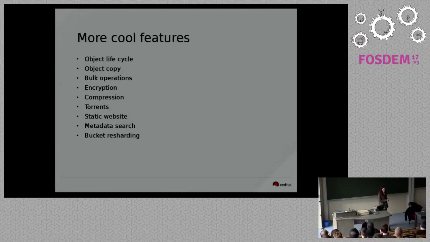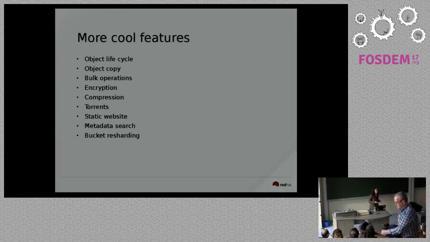Okay, more stuff. We talked about object lifecycle. We don't support the full S3 object lifecycle. We have object expiration and basic storage policy, which means that after the object expires, it moves to a different, colder storage. We have a more efficient object copy operation. We don't actually copy the data, but just update the object head to point, so we know it points to the same data as a different object.